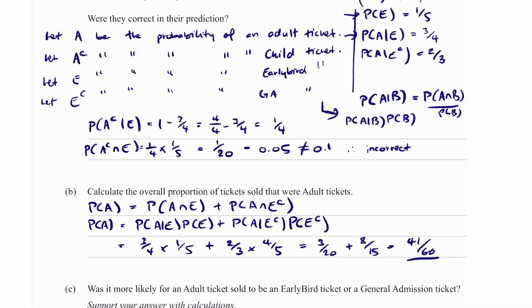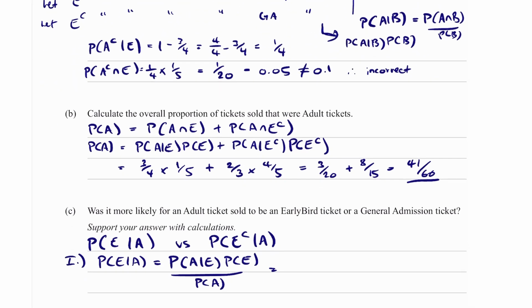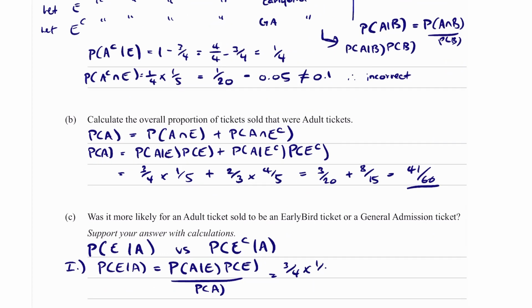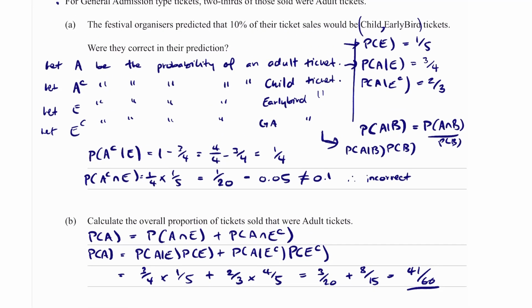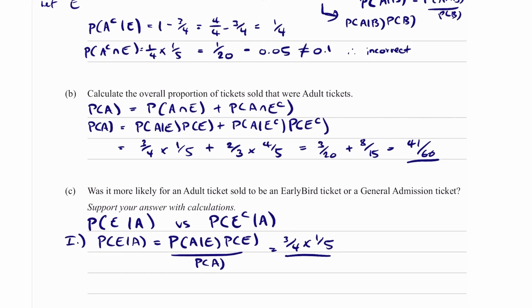So what's the probability of A given E? It's 3/4. So 3/4 multiplied by 1/5, and that gets divided by the probability of A. Now the probability of A we calculated in part B to be 41/60. So if we fully calculate this, 3/4 multiplied by 1/5 divided by 41/60, this gives me 9/41.